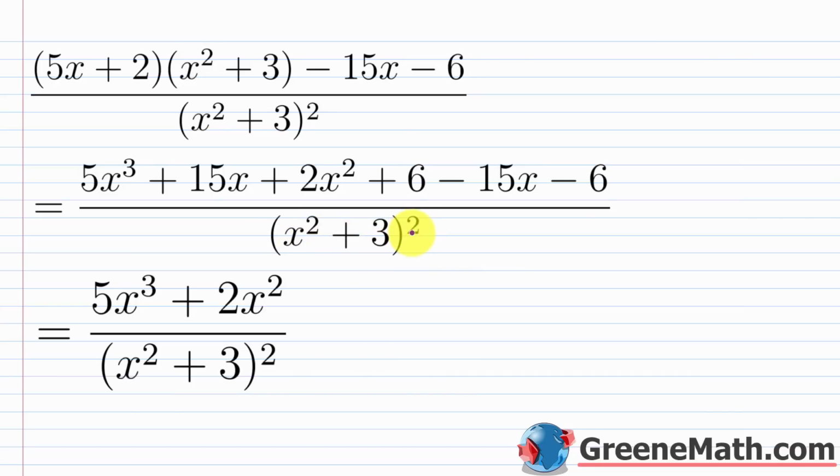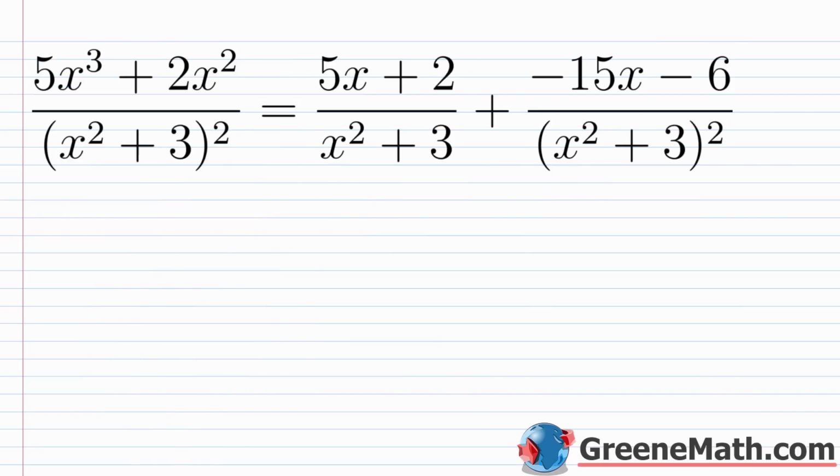If you look in the numerator, you have 5x cubed, which is going to come down here. You have plus 15x and then minus 15x. That's going to go away. Then plus 2x squared, that's going to go in your numerator. Then here you have plus 6 and then minus 6. So those guys are going to cancel. So we're going to say this equals your 5x cubed plus 2x squared over the quantity x squared plus 3 squared. So the fact that we got this back shows that this was the correct partial fraction decomposition.